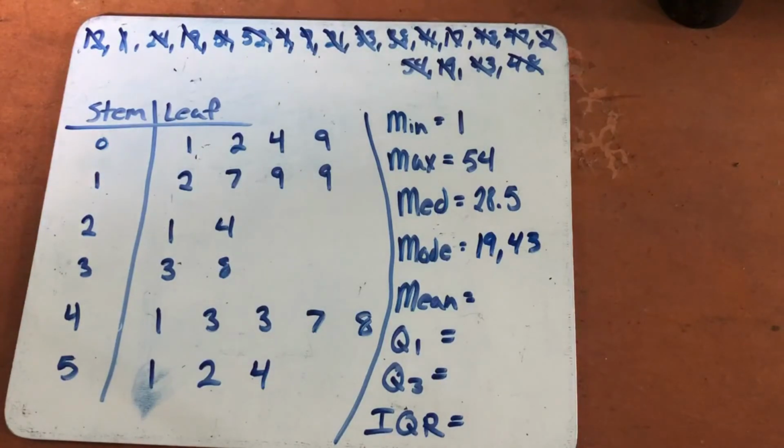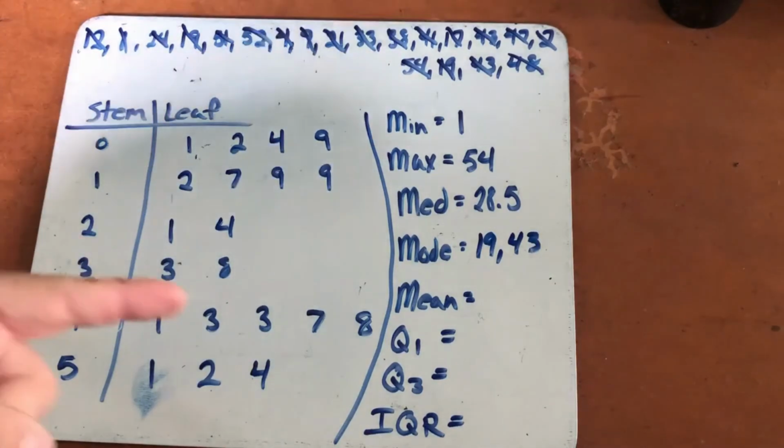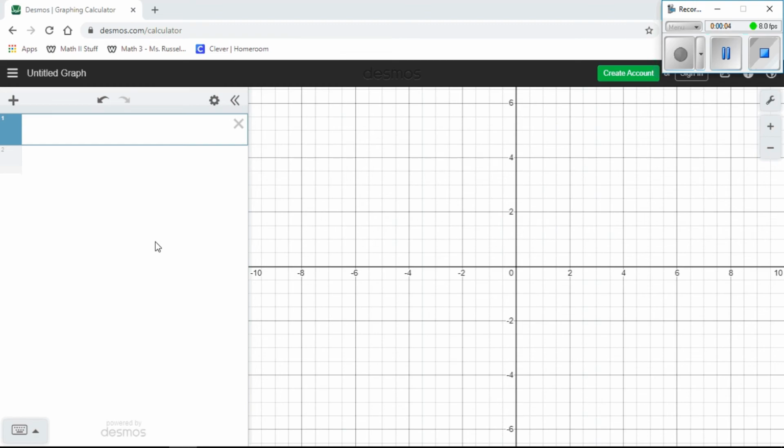Now for the rest of them, I'm going to show you how to do on Desmos right now. As you can see, I am in Desmos. The first thing I need to do is click the plus sign and then table.